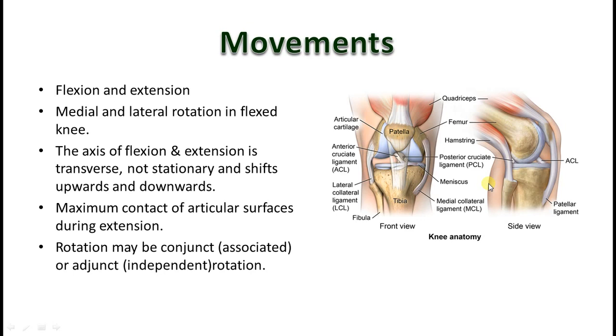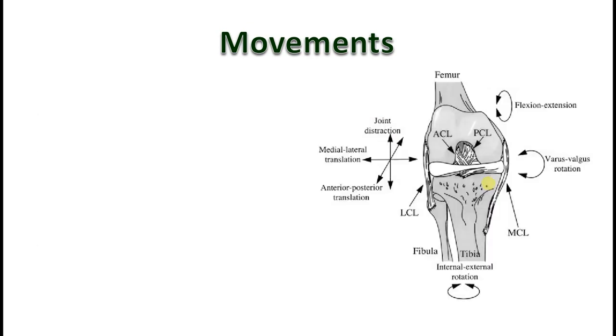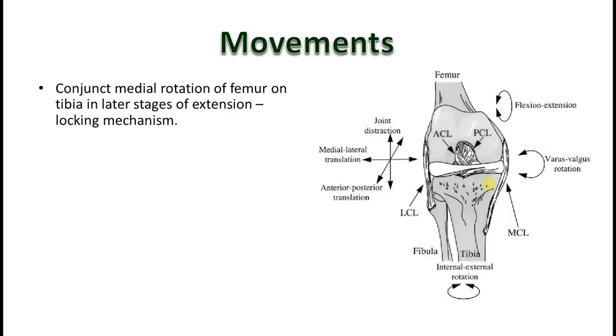As I told you, the medial or lateral rotation might be conjunct, associated with flexion and extension, or you might have independent or adjunct rotation during a flexed knee. Medial and lateral rotation is more pronounced in a flexed knee. This conjunct rotation takes place in the later stages of extension or during the beginning stages of flexion.